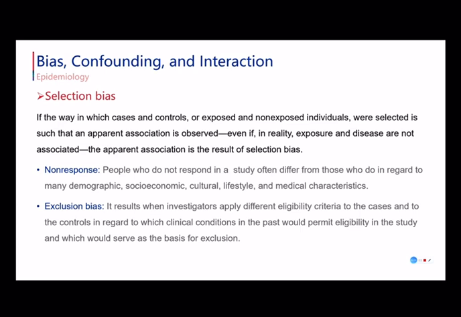Another type of selection bias has been called exclusion bias. It results when investigators apply different eligibility criteria to the cases and to the controls in regard to which clinical conditions in the past would permit eligibility in the study and which would serve as the basis for exclusion.